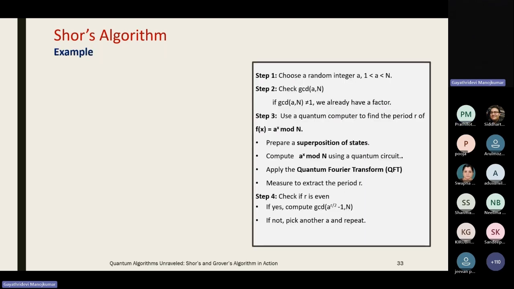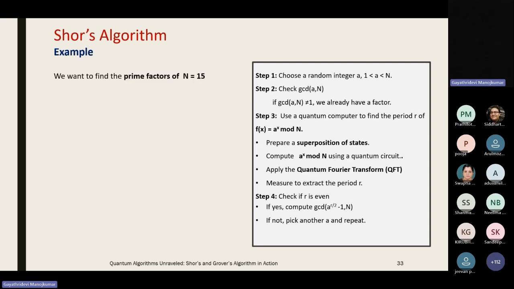What I have told already, I have given step by step. As a refresher, you need to choose a random number a. You need to check the GCD. If it is not already a factor, I need to use a quantum computer to find the period, where I set the superposition, then compute the quantum gate, apply the quantum Fourier transform and measure r. Now I will get r in the third step. If r is even, I will compute the GCD. Otherwise, I need to pick another a and come back to step number 2.